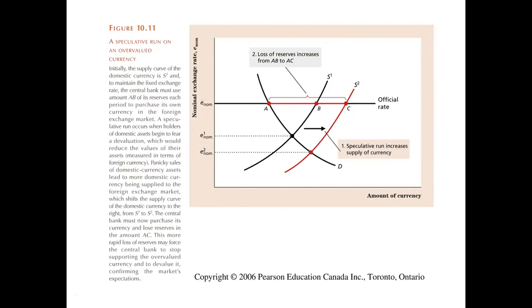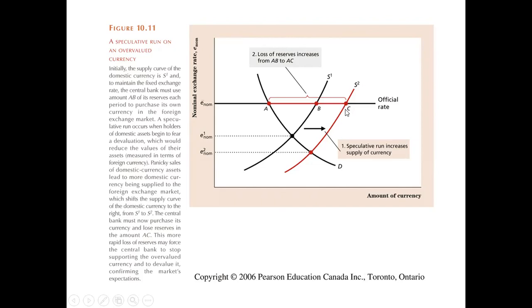Now, because of the speculative run on an overvalued currency, wherein the panicky investors would be selling their respective domestic currency assets to the foreign exchange market, there are more available assets or currencies in the foreign exchange market, shifting the supply curve to the right from S superscript 1 to S superscript 2. And in this case, the central bank would be losing more because from point AB, it will now be AB plus BC. So overall, that is from point A to C.